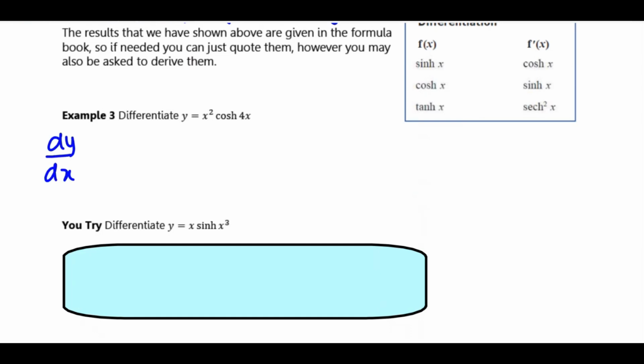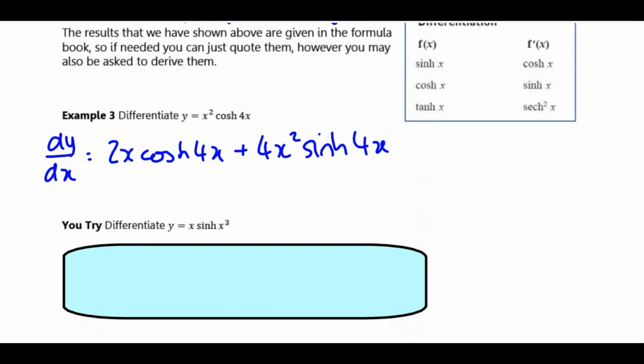So we're going to use the product rule to differentiate this one. First thing, differentiating the first function gives us 2x times by the second function, cosh 4x. And then differentiating cosh 4x, well, cosh differentiates to sinh. So that will go to 4 sinh 4x from chain rule, and times by the x squared. And we'll write that as 4x squared sinh 4x.